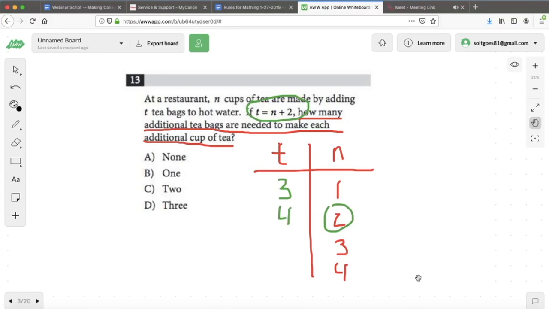Interesting. Let's make 3 cups of tea. So when N is 3, what's our T value? How many tea bags do we need? 5. I'm noticing a pattern here. Let's make 4 cups of tea. When N is 4, how many tea bags do we need? 6. So let me ask you the question again, Julie. How many additional tea bags are needed to make each additional cup of tea? 1. Bingo. There's your answer.